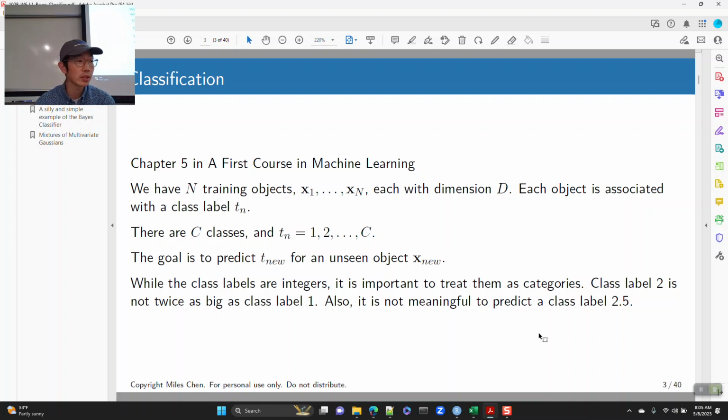So it does not make sense to try to predict a class label of 2.5 or 2.6. Those have no meaning. You can only predict 1 or 2. And the label number 4 is not twice as big as the label number 2. There's no size comparison or something like that. You either get it right or you get it wrong.